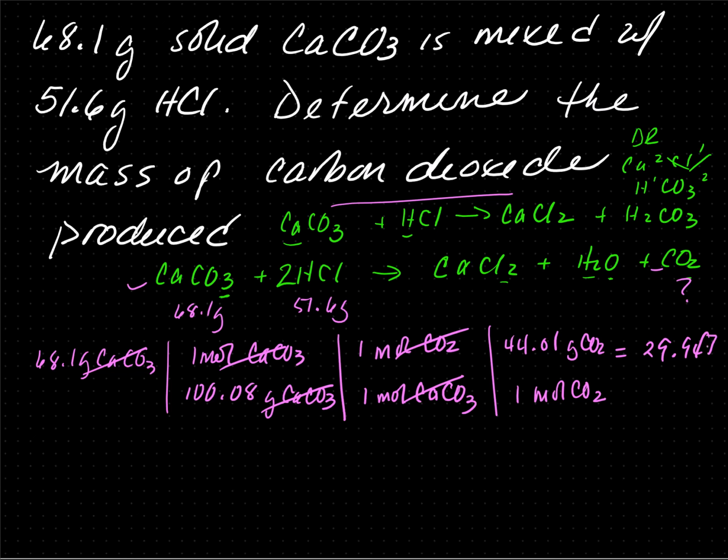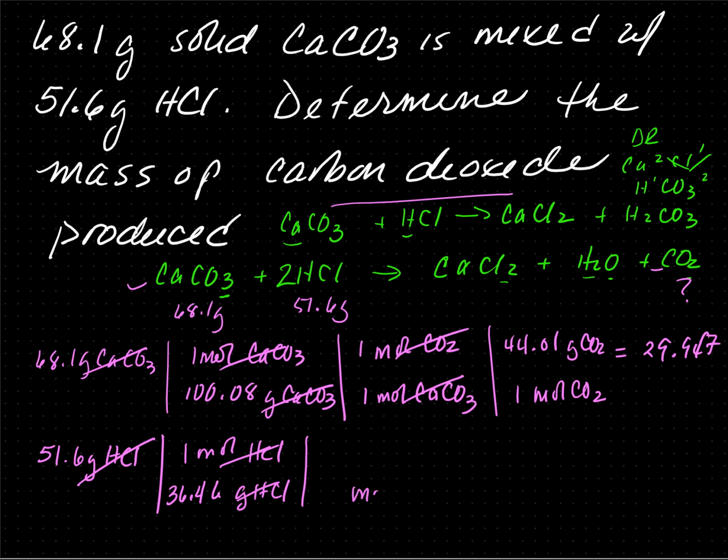Multiply the top, multiply the bottom, and divide, and you should get 29.947. I'm going to repeat this for hydrochloric acid, so I'm going to start with 51.6 grams of HCl. Diagonals, grams of HCl, which is 36.46 grams to 1 mole of HCl, moles of HCl, then a mole ratio to go from one compound to a different one, to CO2.